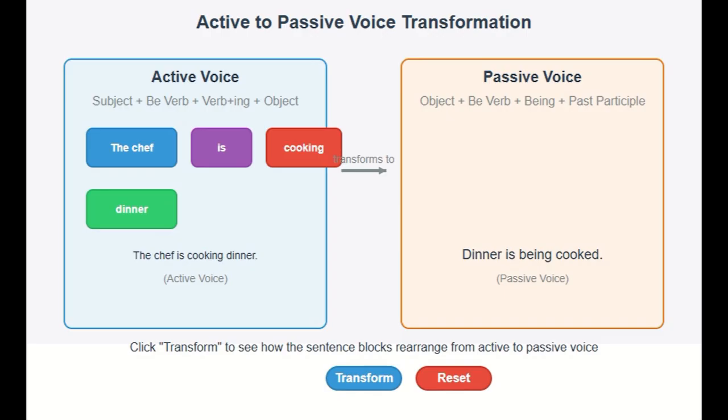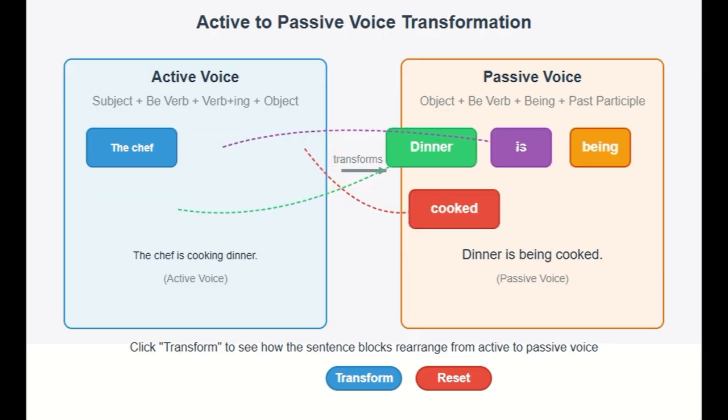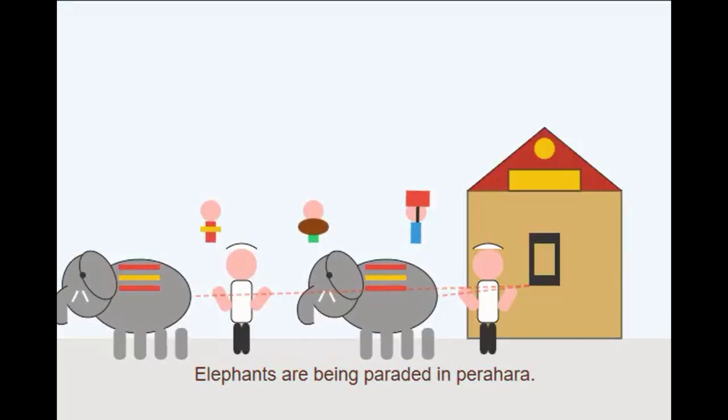Let's watch how the active sentence is transformed into a passive form in this animation. Did you notice that the subject did not move into passive block? That is because subject is irrelevant in passive voice. Now let's study few examples of passive sentences. Notice that when the object is singular or plural, how the helping verb keeps changing to is or are.